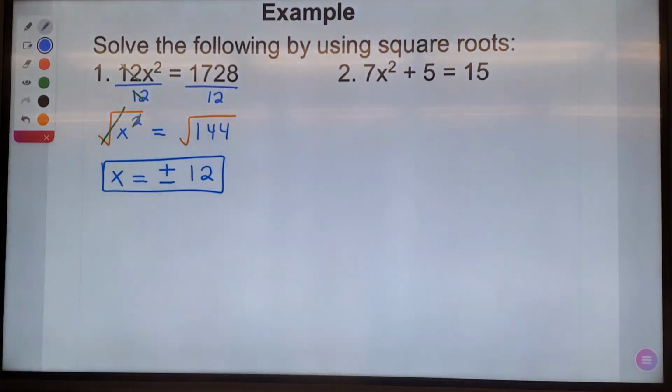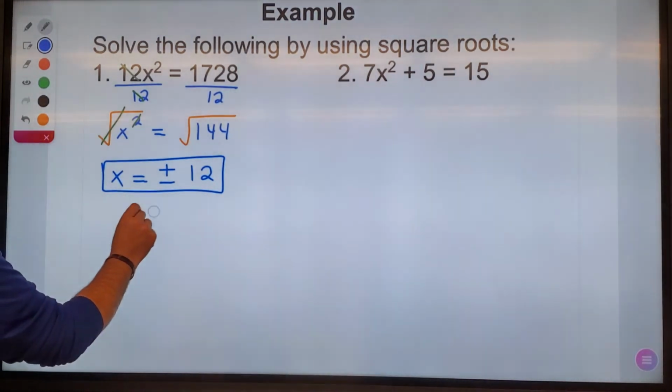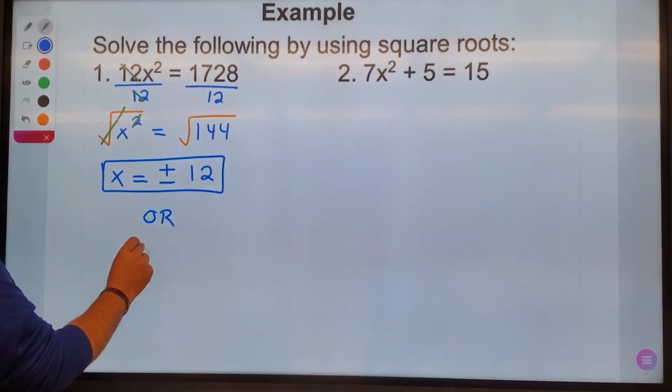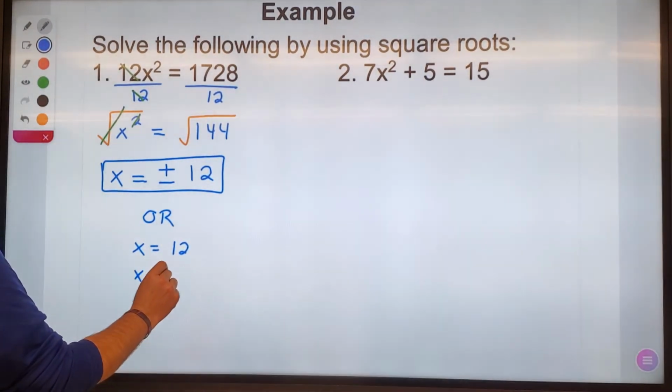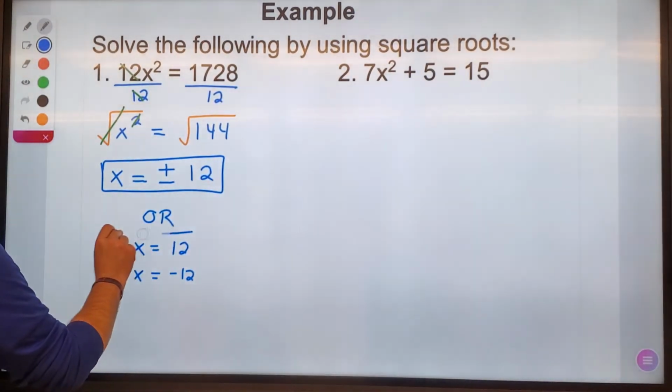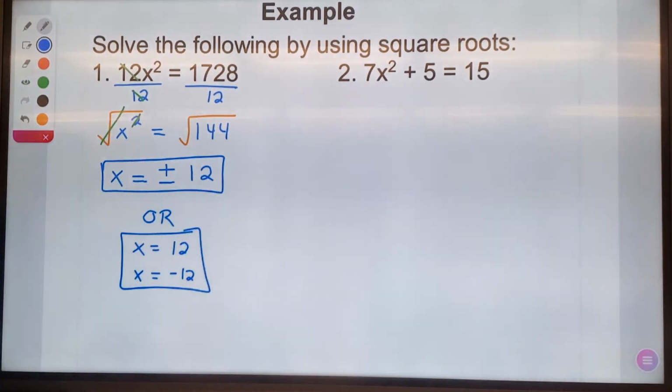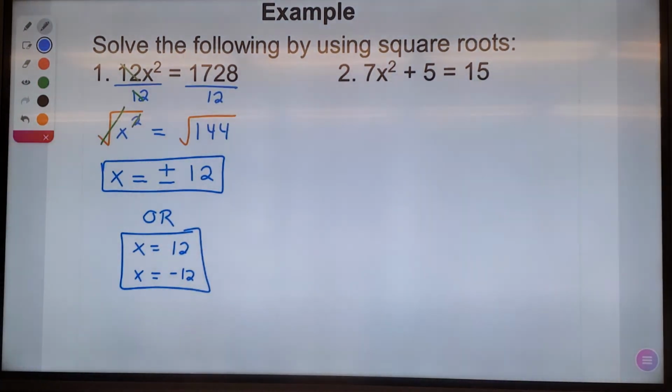Some of you may want to see that separated, so you could write it as x equals 12 and x equals negative 12. Okay, some of you are going to, again, be particular about that and want to see it separated. That's up to you. Again, be your own advocate here.